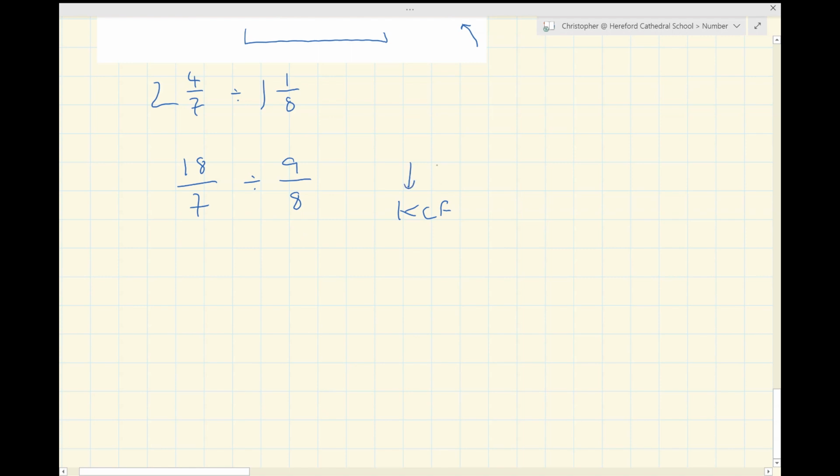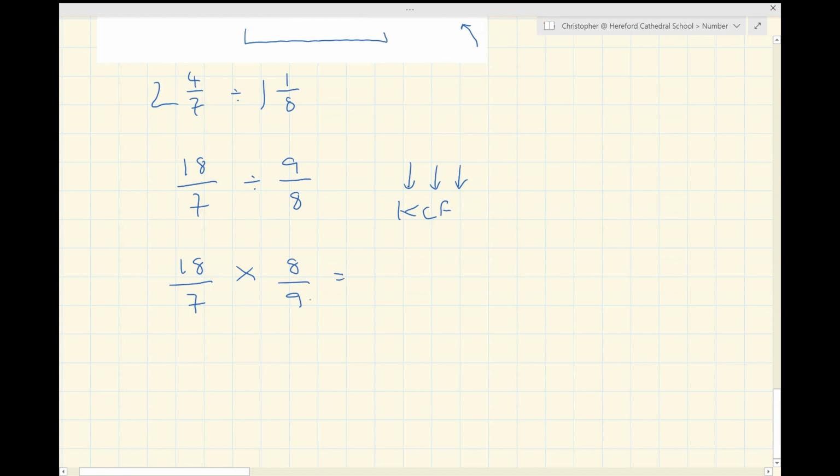Keep, change, flip. Keep the first fraction, change the sign, division becomes multiplication, flip the second fraction, 9 over 8 becomes 8 over 9. And now it's a multiplication. So I'm going to do it just like before. Look for cancelling.